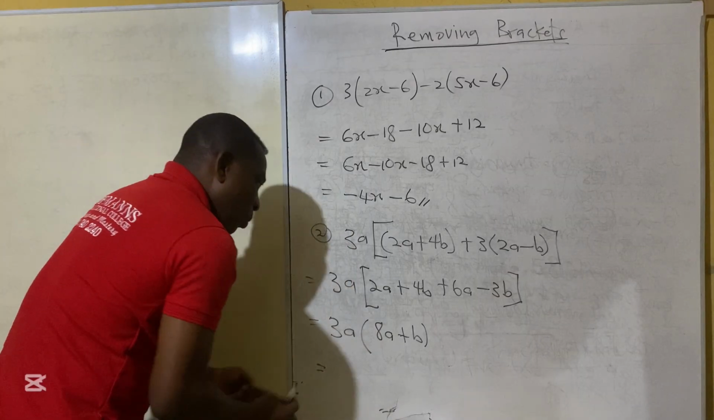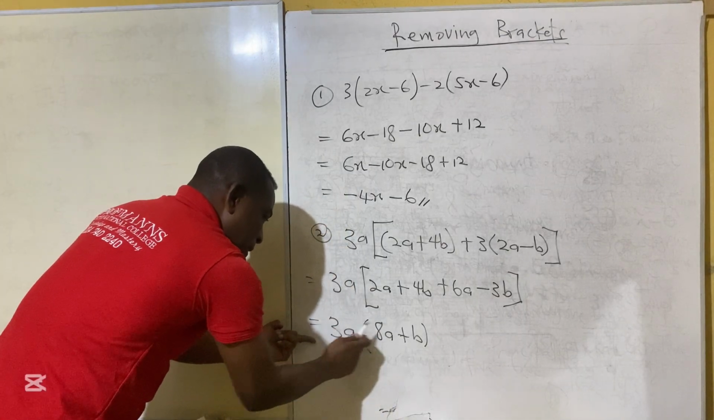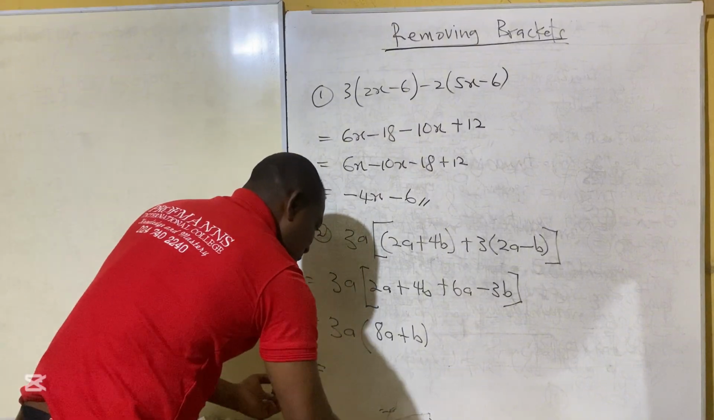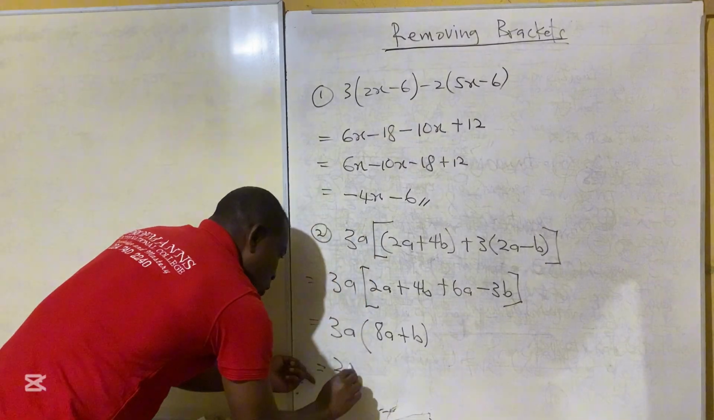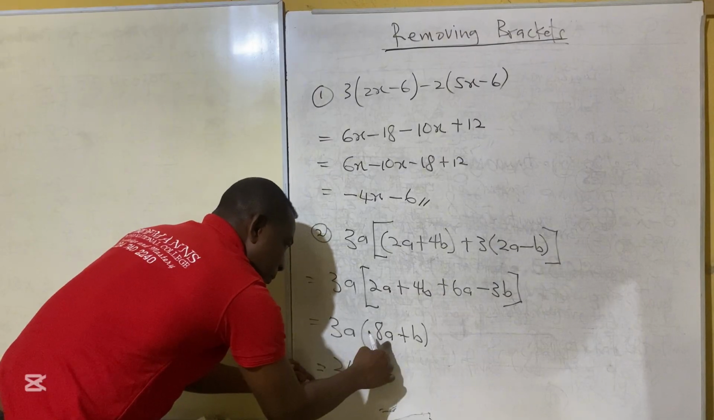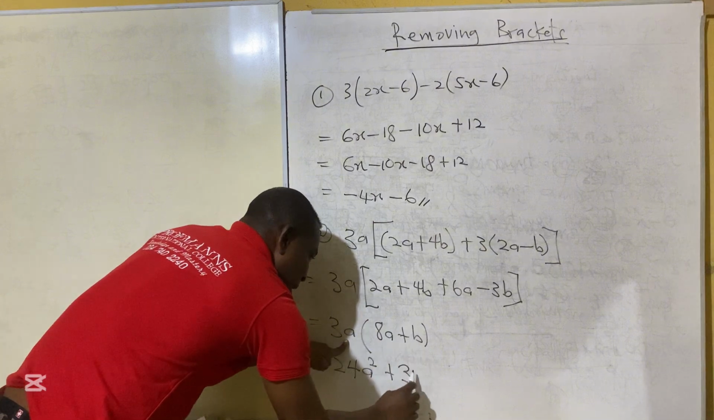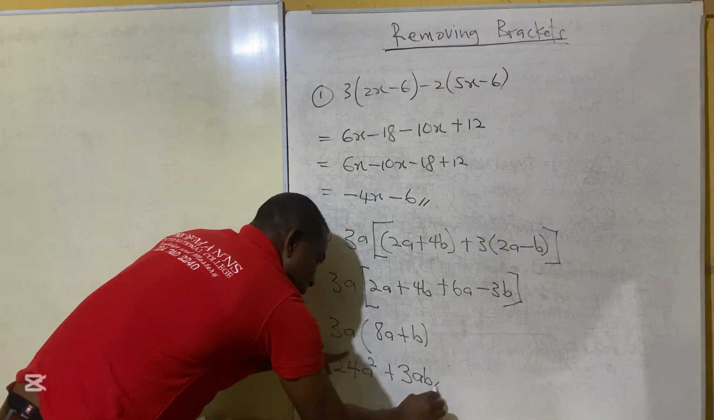Now, we multiply by expanding. 3 times 8 gives us 24. So 24a squared plus 3a times b, so 3ab.